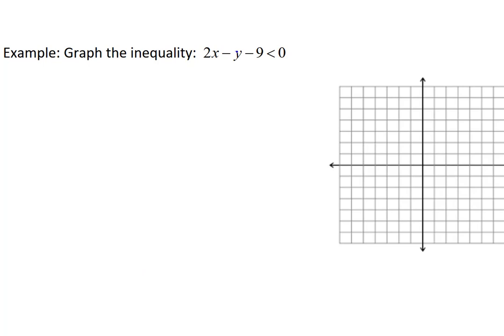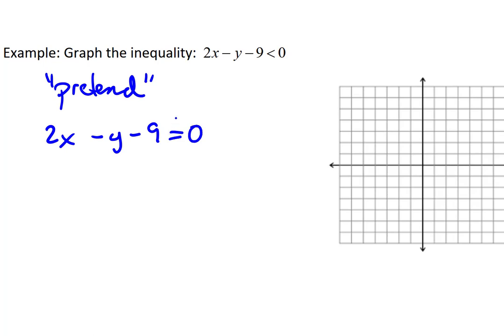2x minus y minus 9 is less than 0. Now again, we're pretending that this is an equation for a second. So let's even just say we're going to pretend that this is 2x minus y minus 9 equals 0. Okay, we know it's not actually equals here, but we're just going to pretend that because then it will look very familiar to us.